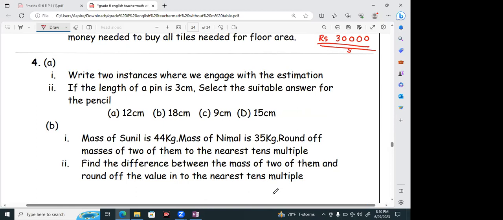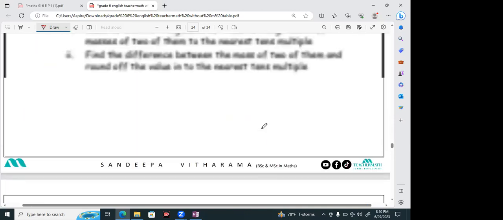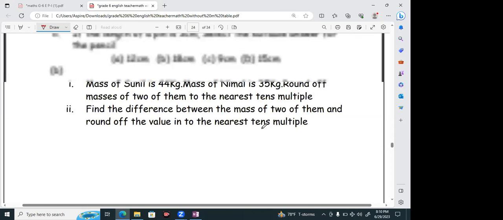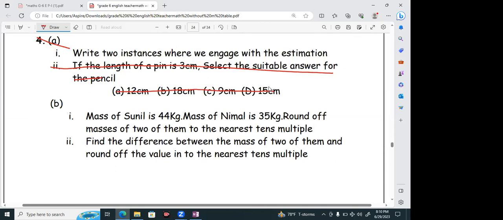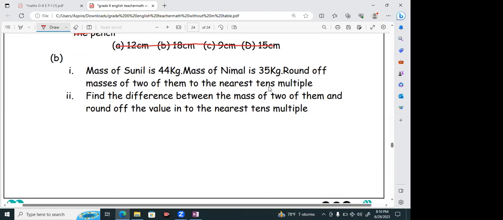If the length of a pin is 3 centimeters, select the suitable answer for the pencil. Sorry, children, here you are not given the diagram, no? Sorry, you can just skip this. A diagram should have been given. So please skip this question, okay? You should have given a diagram. Go to part B.